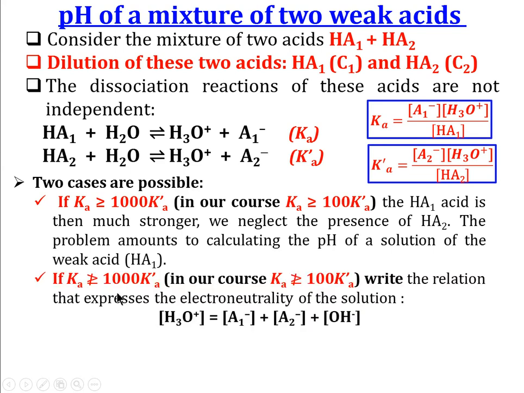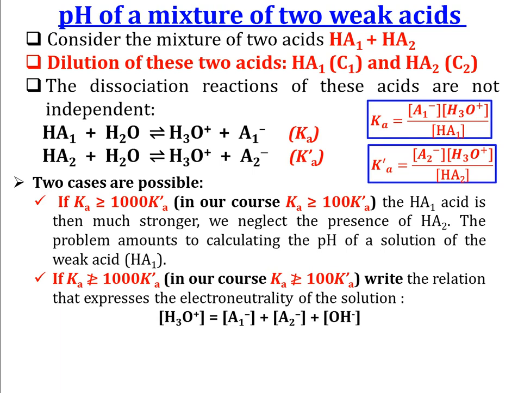The second case, when Ka of reaction 1, which is equal to K, is not greater or equal to 100 K'a of reaction 2. So we have to consider the two reactions. These two reactions start at the same time, but with different advancement. Write the relation that expresses the electroneutrality, and to note, in any solution, the principle of the electroneutrality is applied.